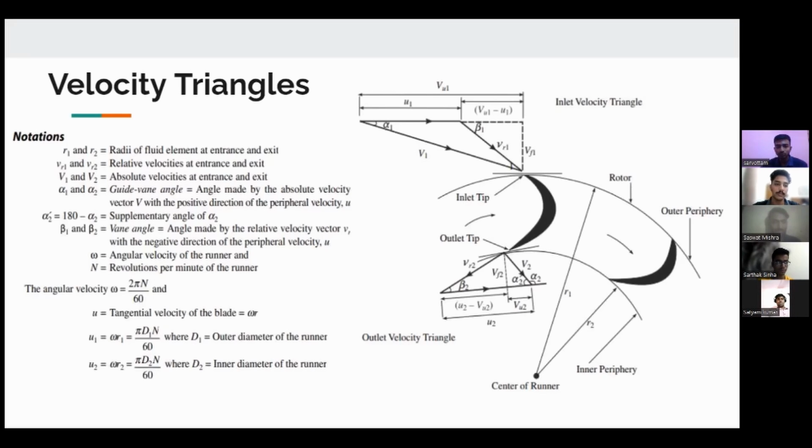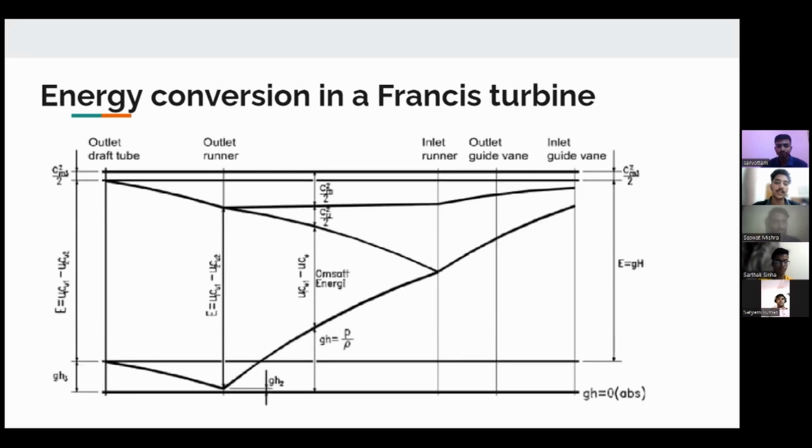Next slide. So this is energy conservation in the Francis turbine. In this, as we can see, the total absolute energy is the difference from the pressure side to the suction side of the turbine, which is GH. The lower part of the diagram shows the pressure energy and the upper part shows the kinetic energy.